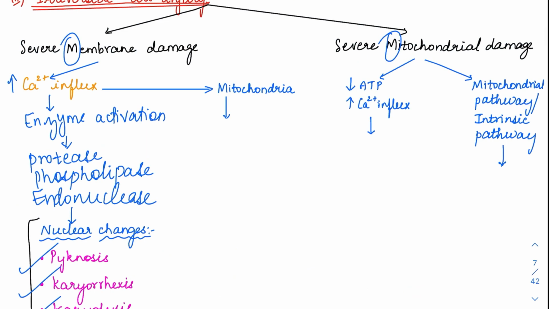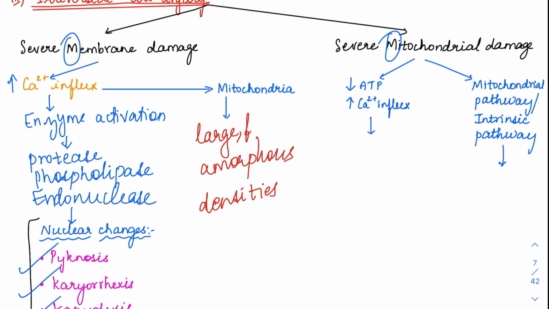Then the second change related to this calcium influx. When the membrane was damaged, calcium came in. This calcium caused enzyme activation. Other than that, this calcium can also enter the mitochondria and form large amorphous densities. Amorphous densities can be seen in the mitochondria in reversible cell injury also, but those will be very small. But large flocculent kind of amorphous densities will be seen in irreversible cell injury. Then the second M, there will be severe mitochondrial damage also in irreversible cell injury.